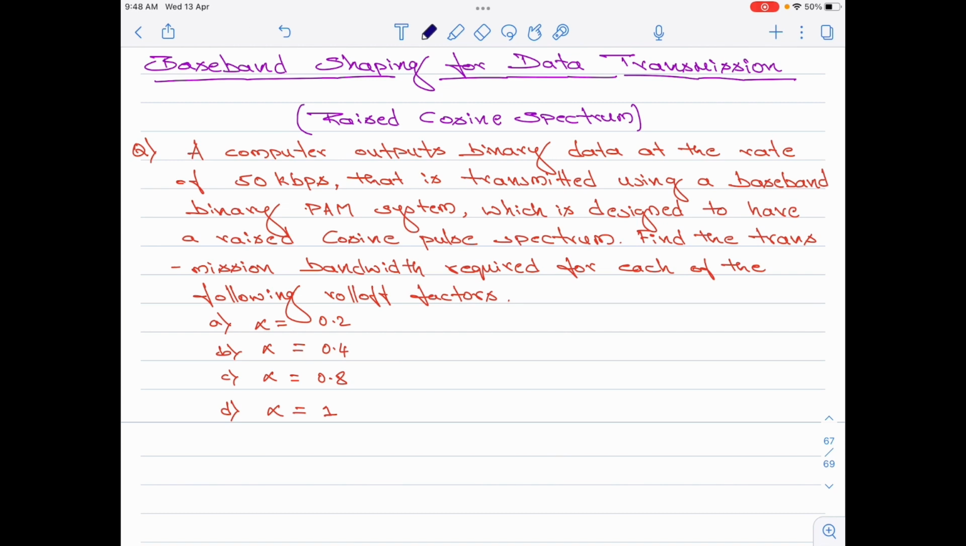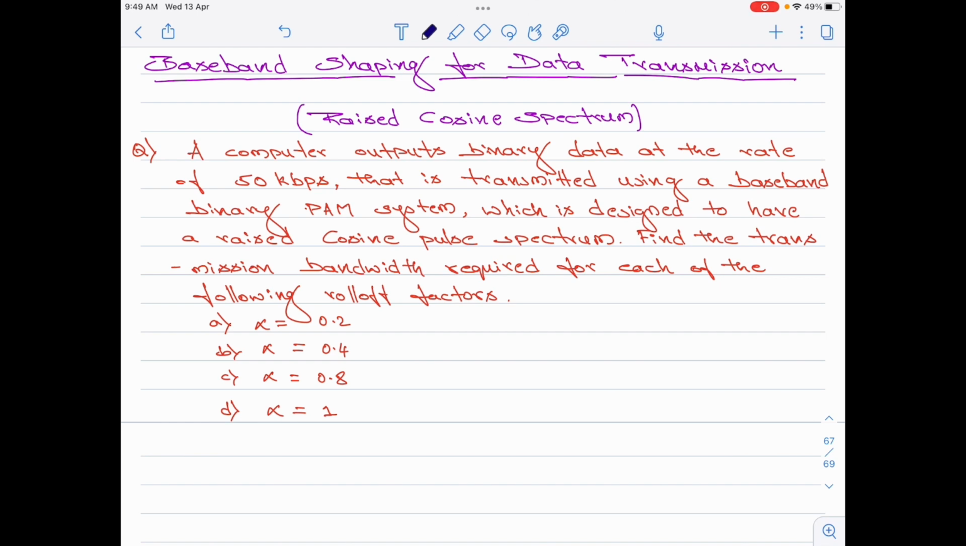A computer outputs binary data at the rate of 50 kilobits per second that is transmitted using a baseband binary PAM system which is designed to have a raised cosine pulse spectrum. Find the transmission bandwidth required for each of the following roll-off factors. First case is alpha equal to 0.2, second case alpha equal to 0.4, third case alpha equal to 0.8 and lastly alpha equal to 1.